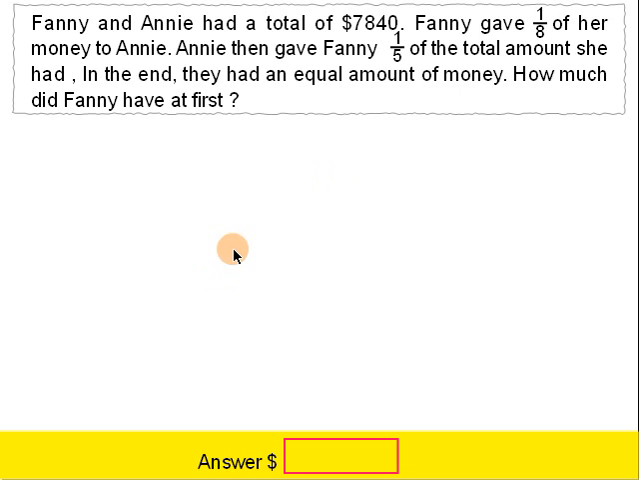Well, the question says Fanny and Annie had a total of $7,840. Fanny gave 1/8 of her money to Annie. Annie then gave Fanny 1/5 of the total amount she had. In the end, they had an equal amount of money. So how much did Fanny have at first?